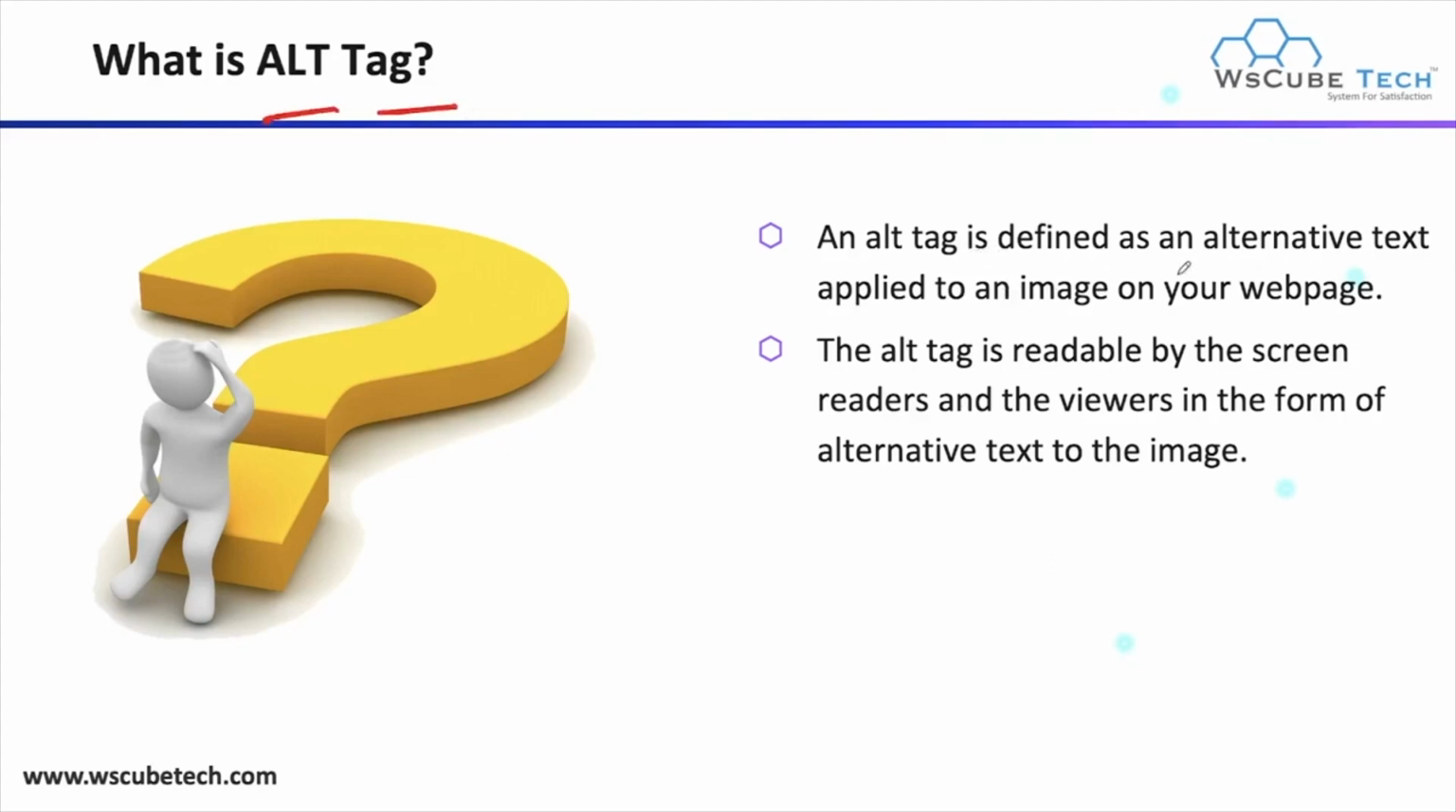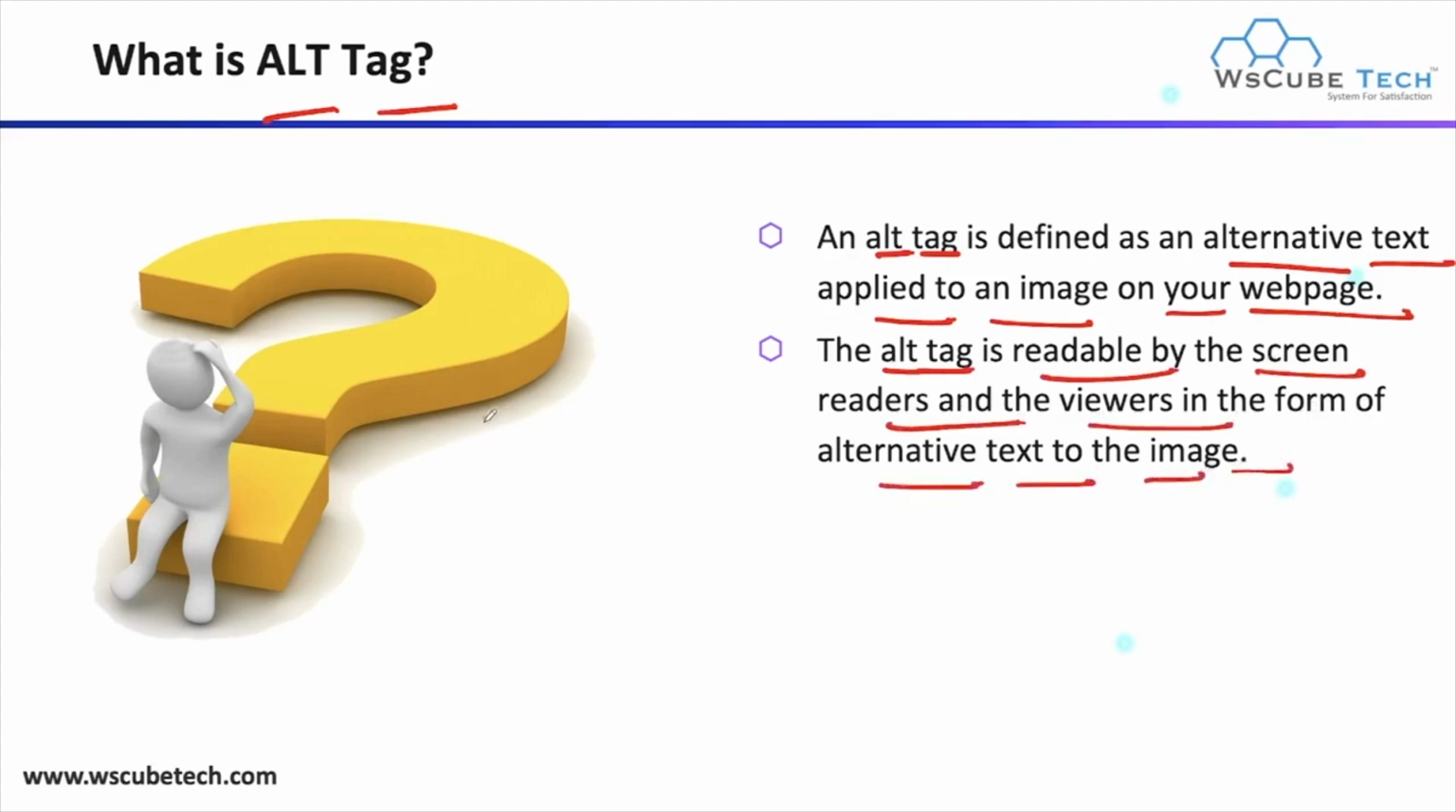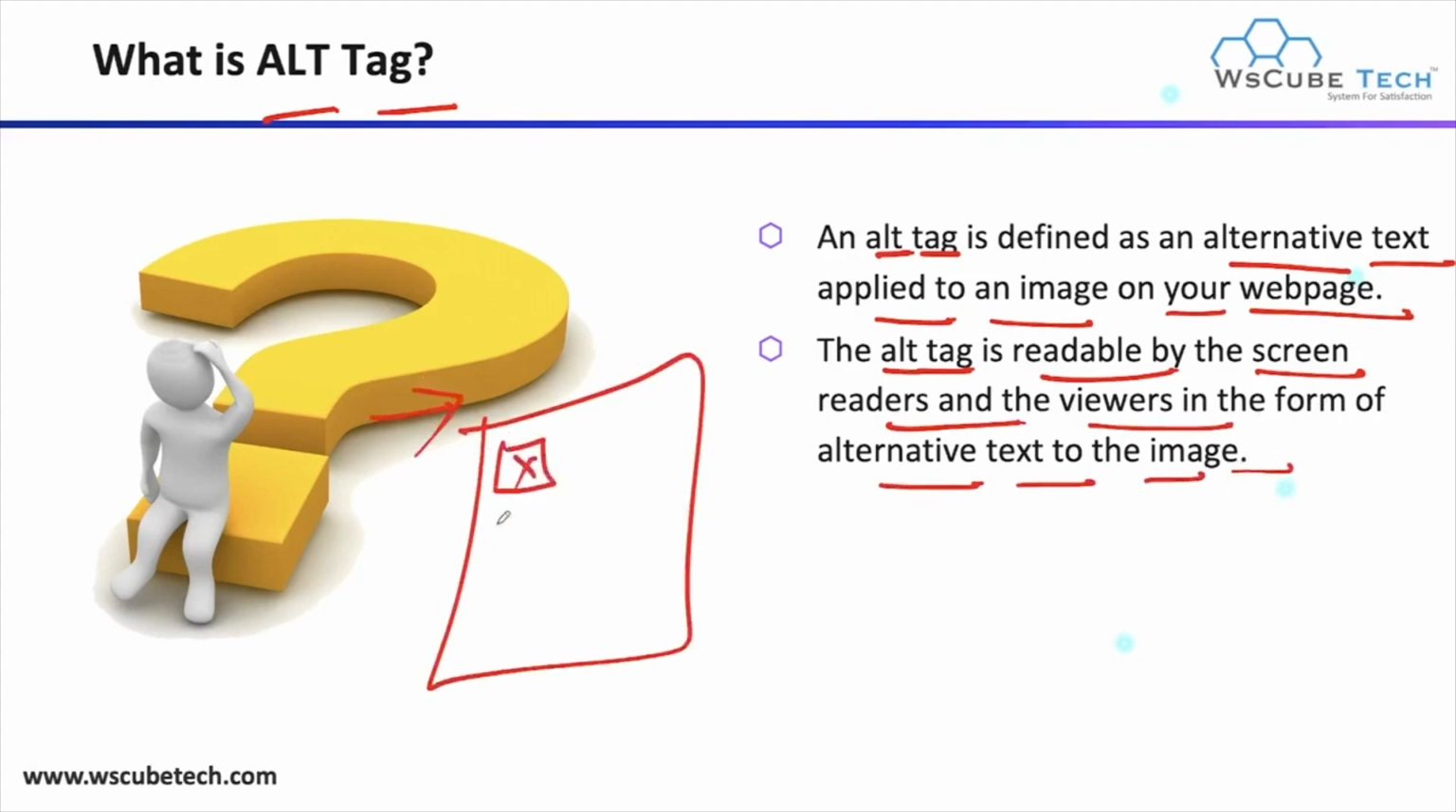An alt tag is defined as alternative text. The full form of alt tag is alternative text applied to an image on your web page. The alt tag is readable by screen readers and viewers in the form of alternative text to the image. Let's suppose this is your web page. When I open this particular web page, if due to some issue your image is not visible, in that case your alternative text is visible here. In that case, we can understand that this particular image belongs to this particular text. So this is your alt tag here.